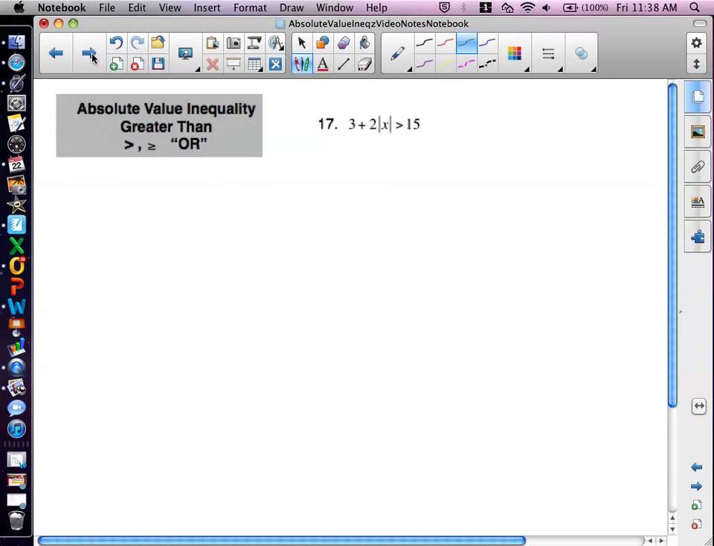Before we can apply what we just did in the last example, the absolute value has to be completely isolated. So step number 1 in number 7, this is actually number 17 on the other side. The first thing to do is subtract the 3 from both sides, leaving you with this. And now I must divide by the 2 or multiply by 1/2, leaving me with this.